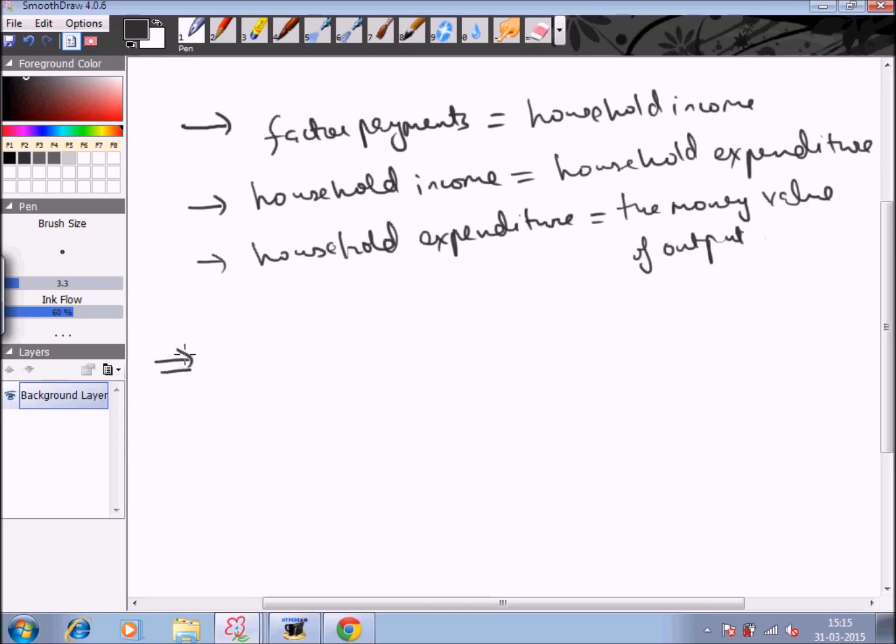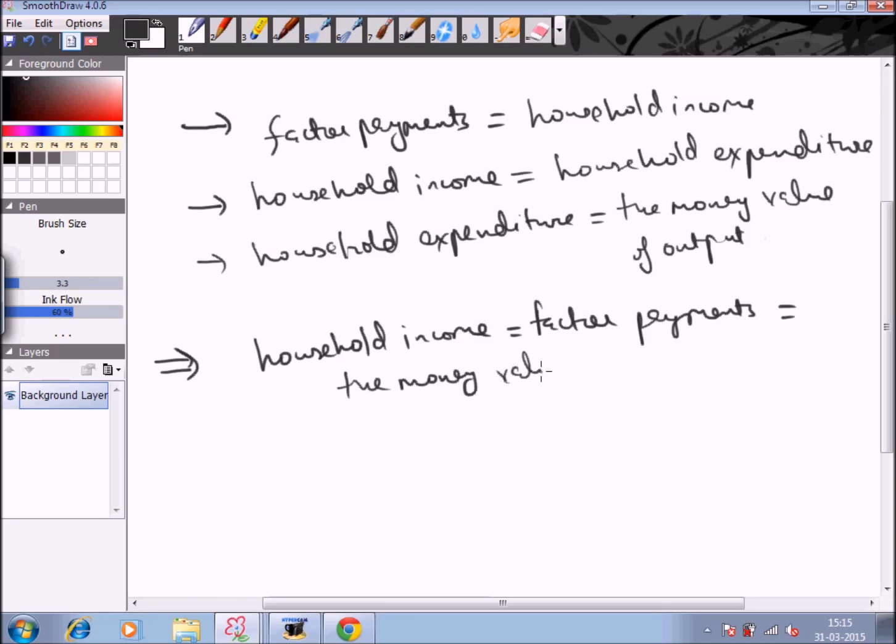Concluding, I can say that household income is equal to factor payments is equal to the money value of output. That is, whatever I am getting, I am spending that money in the product market in order to acquire the goods and services, and that money goes to the business firm, which they spend in the factor market in order to get the factors of production. So everything is equal to each other. That is, there is no gap basically. Whatever I am getting, I am spending.